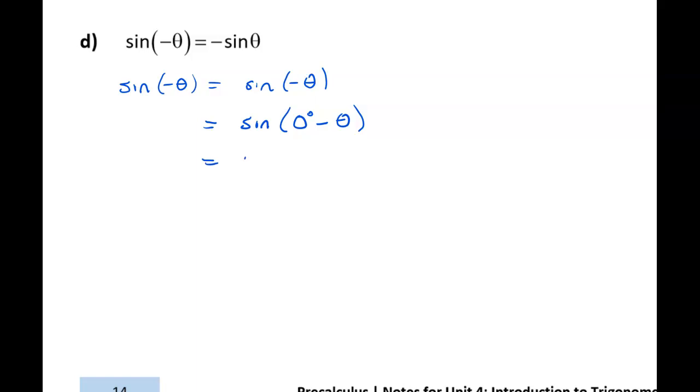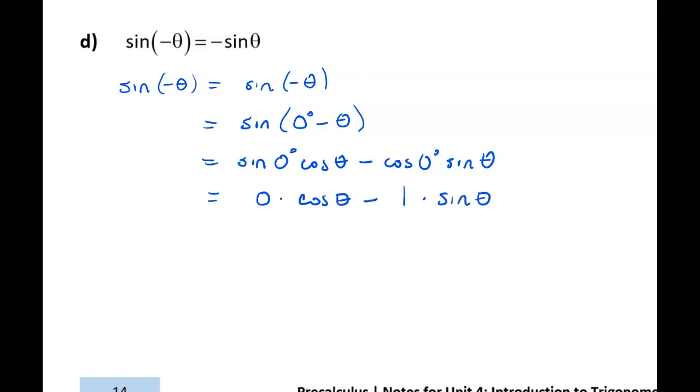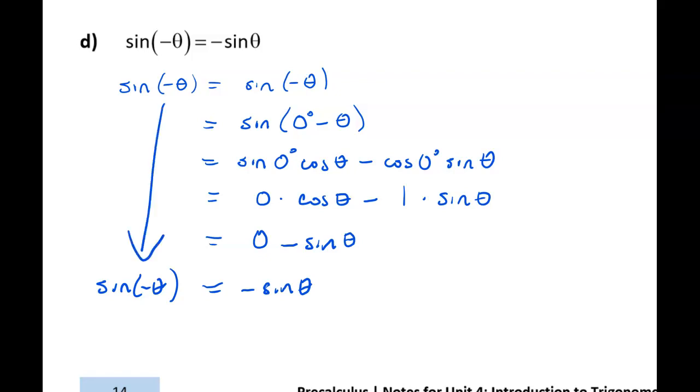Now we have an angle difference, so we can use the angle difference identity, sine A cosine B minus cosine A sine B, and sine of 0 is 0, cosine of 0 is 1, so we have 0 times cosine theta, which is 0, minus sine of theta, which is negative sine of theta. So that shows that if we take the sine of a negative angle, we're going to get the opposite of the sine of the positive angle.